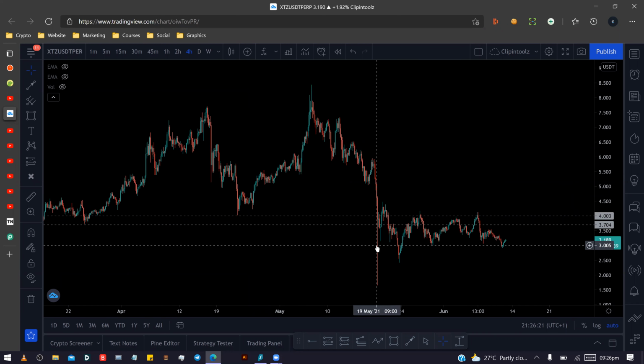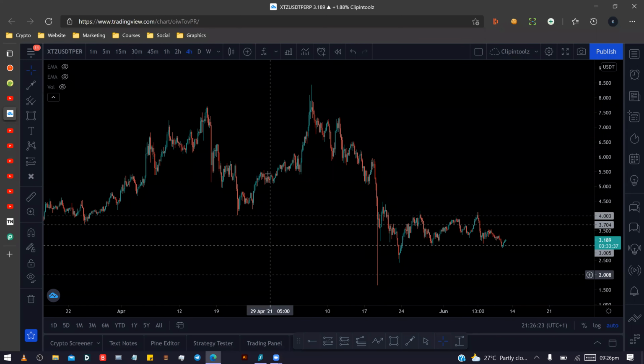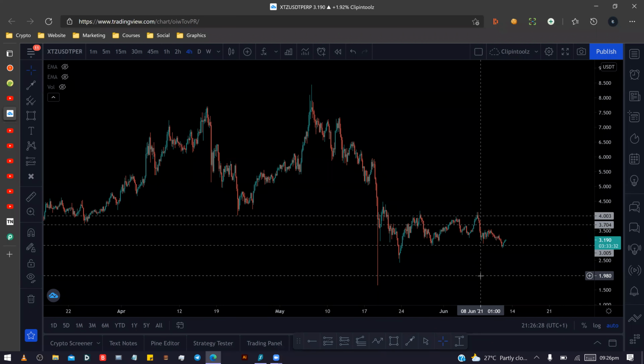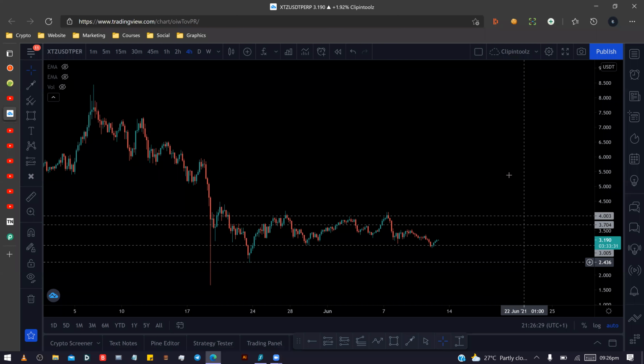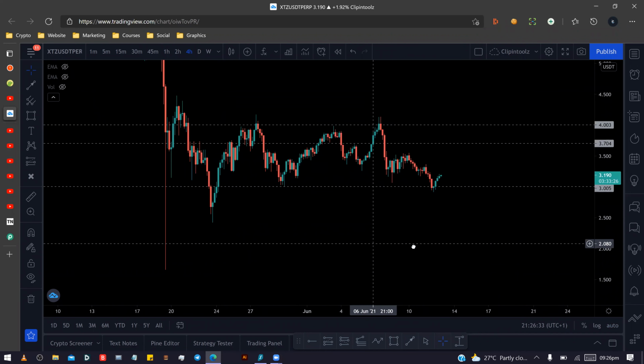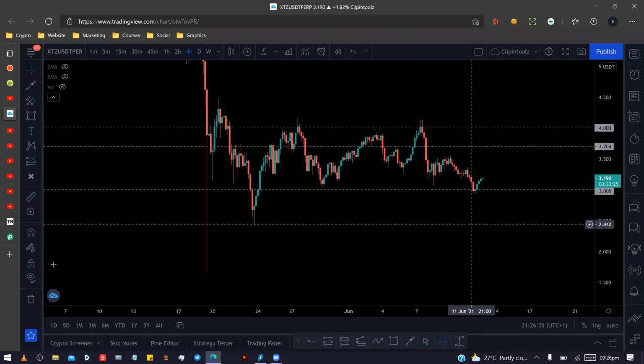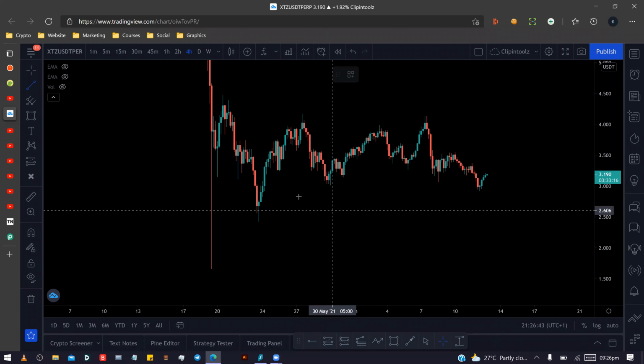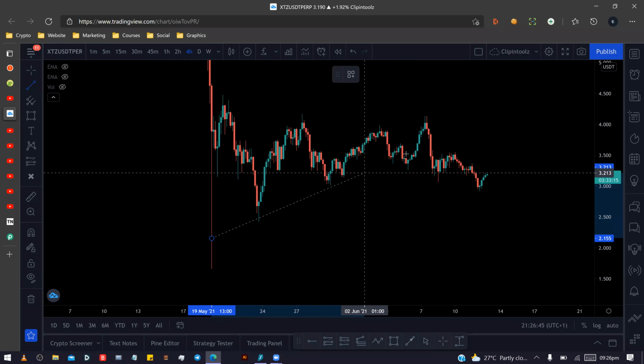We have come here again. We have our support. Valid. We have our trend line. Let me delete all this one first. We have our trend line at this point because it came here, bounced off, bounced off, bounced off, bounced off, then it broke down. This is our trend line support.